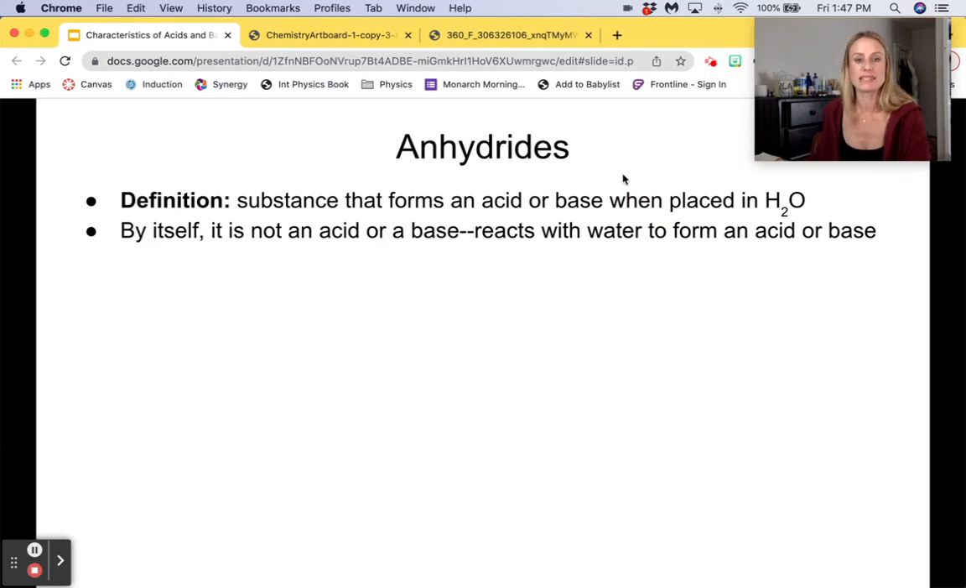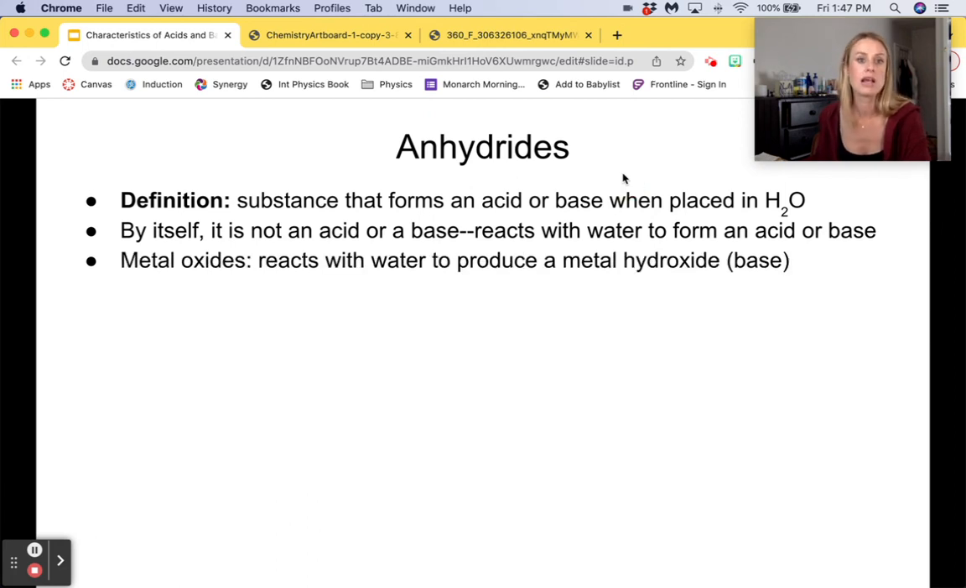So by itself, this thing is not an acid or base, but it's going to react with water to form an acid or a base. And so there's 2 examples here. Number 1, the first one is metal oxides. And when metal oxides react with water, they're going to produce a metal hydroxide, which is a base. Remember, OH, our hydroxide, that's a base.